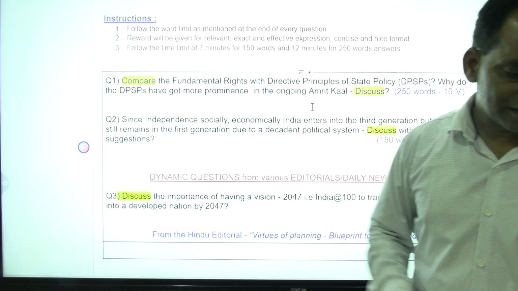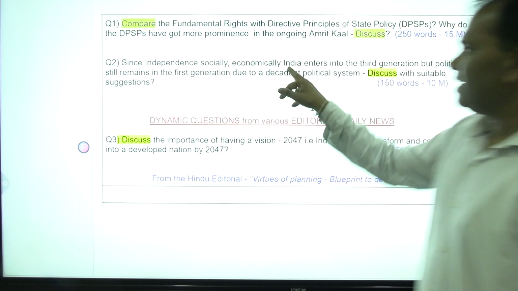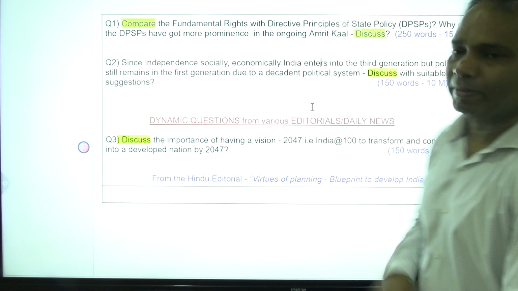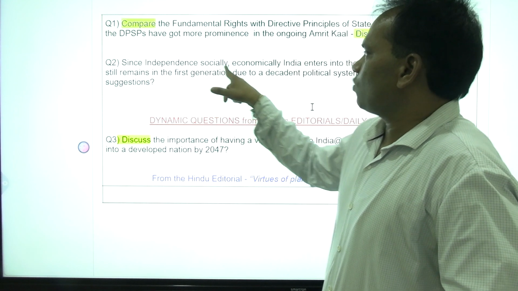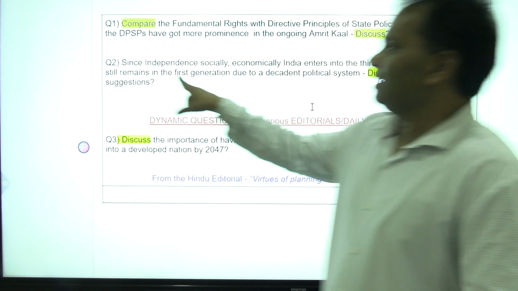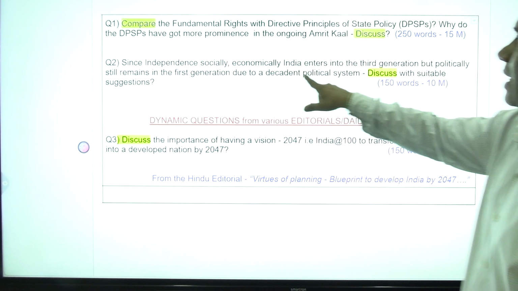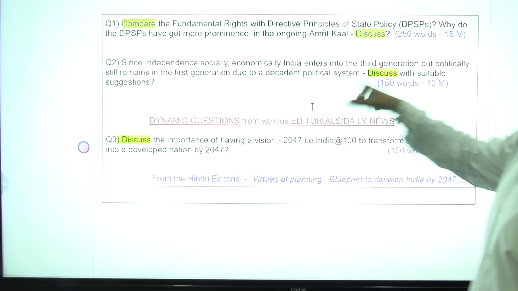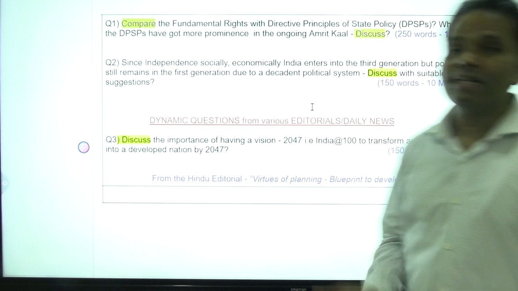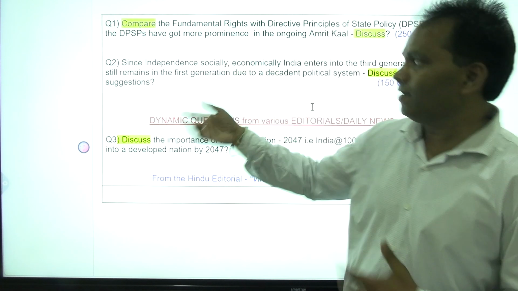Okay, next let's come to the second question. Since the independence, socially, economically, India enters into the third generation, but politically still remains in the first generation due to degraded political system. Discuss with suitable suggestions. You should discuss, and the suggestions part is around 25% of this question only. The remaining part you should discuss.